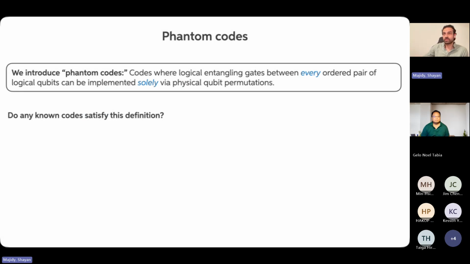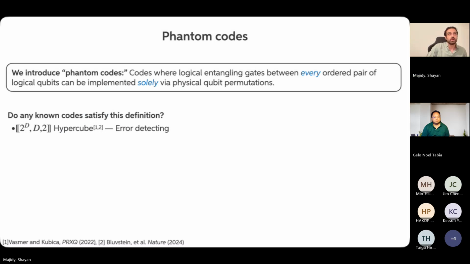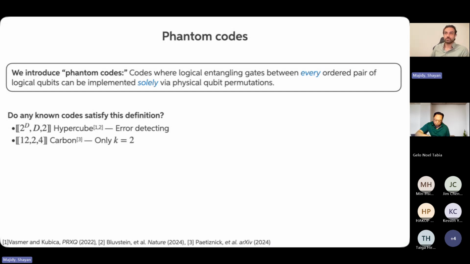We can go through the literature to see if any codes exist that are phantom codes. And we find two. One is the hypercube codes that were used in this Nature paper by the group that I'm currently in, where they showed a type of advantage from random circuit sampling with logical qubits. It's a very nice code, but its limitation is that it's distance 2, so it's just error detecting. And there's the Carmen code that was recently also published in Nature.